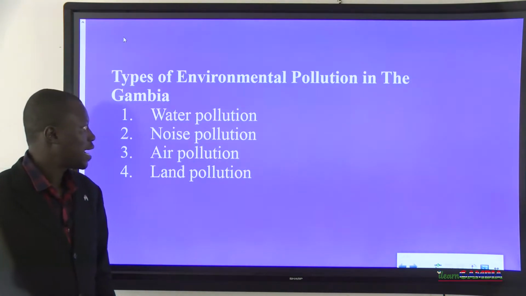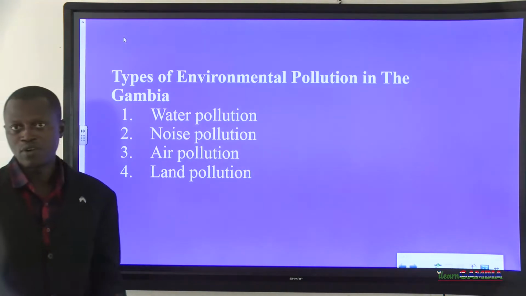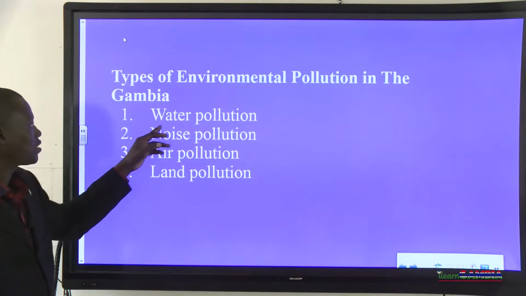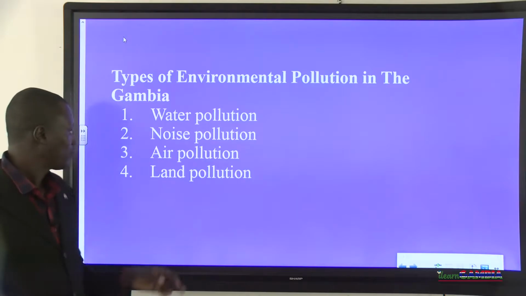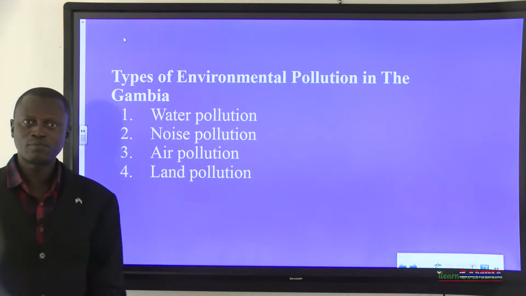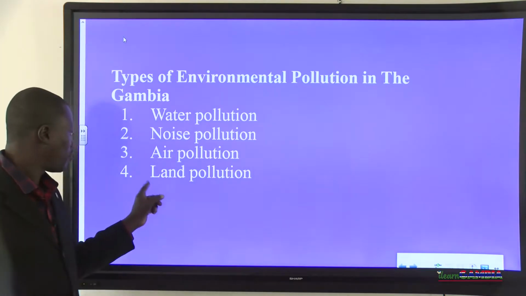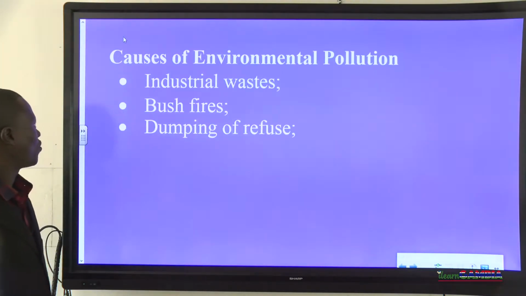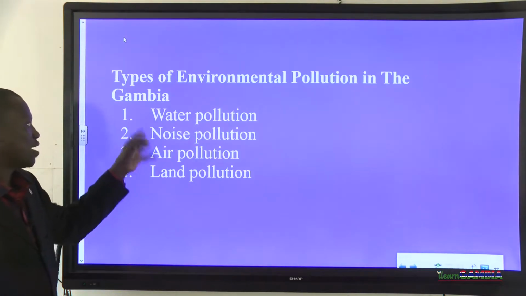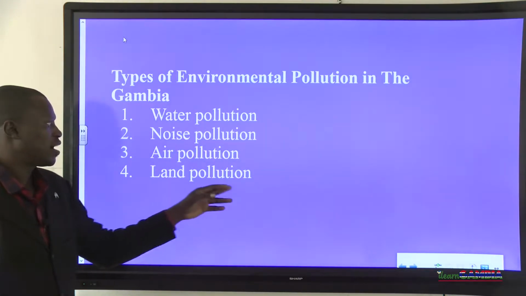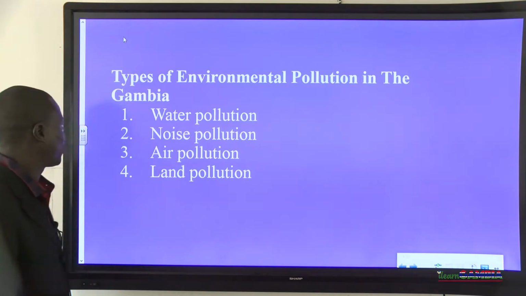Now, what are the types of environmental pollution common in the Gambia? Here are the types. 1 is water pollution, 2 noise pollution, 3 air pollution, 4 land pollution. These are the major ones.